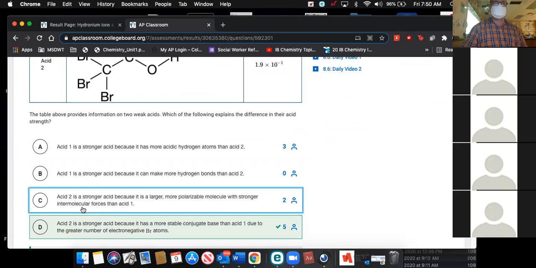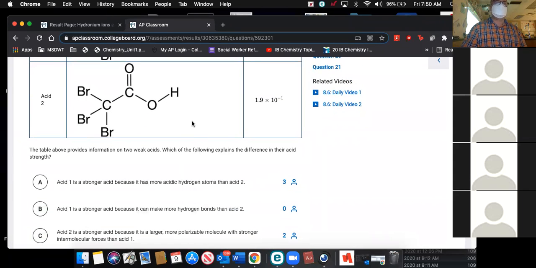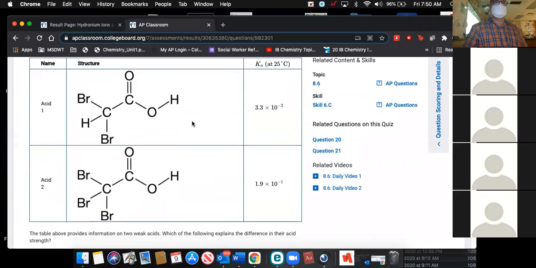And then these guys right here: more polarizable molecule with stronger intermolecular forces. Sounds like gobbledygook. More polarizable molecule with stronger intermolecular forces.